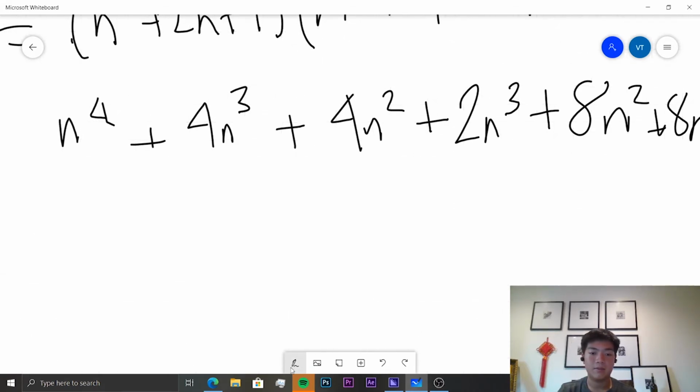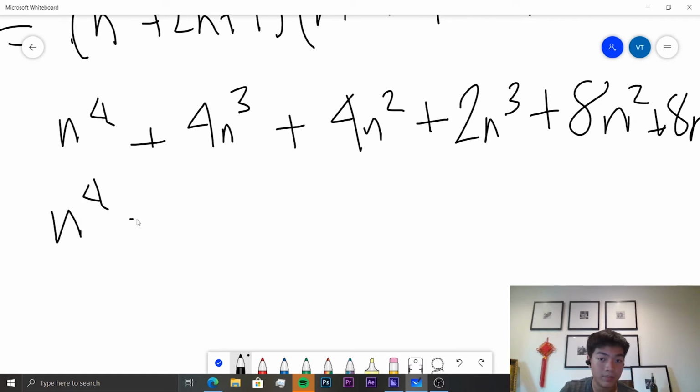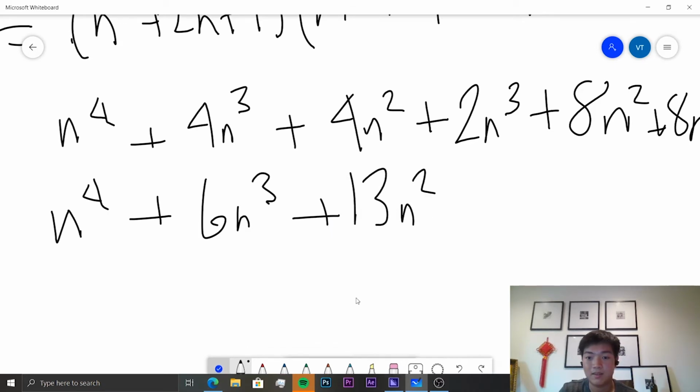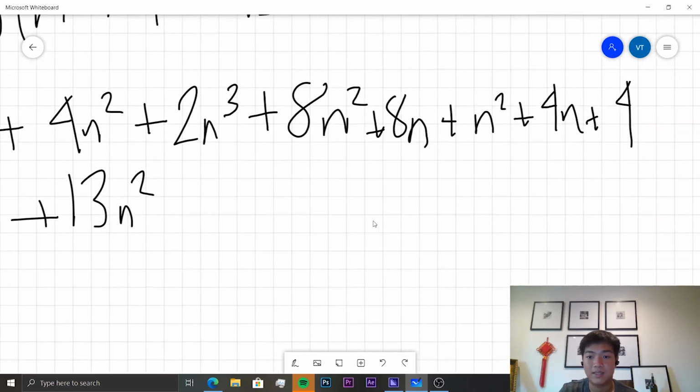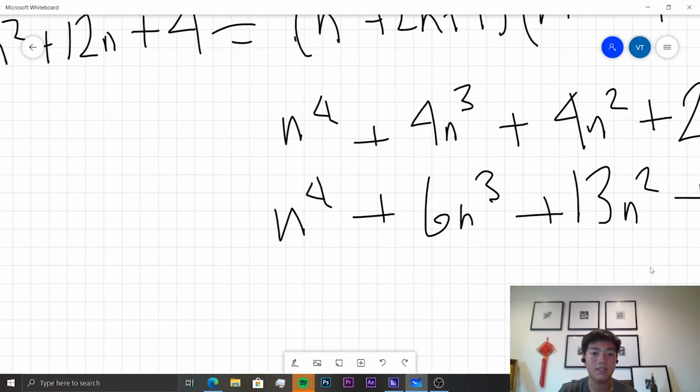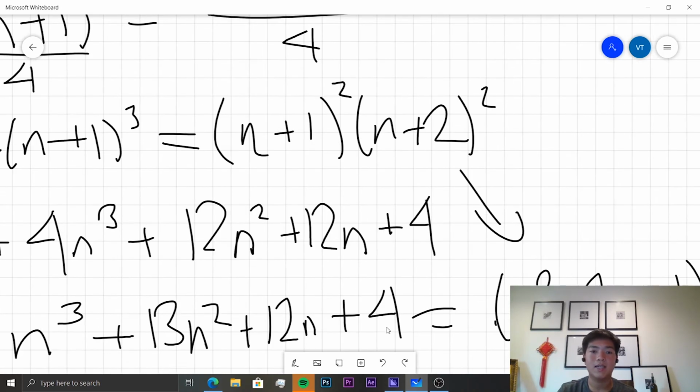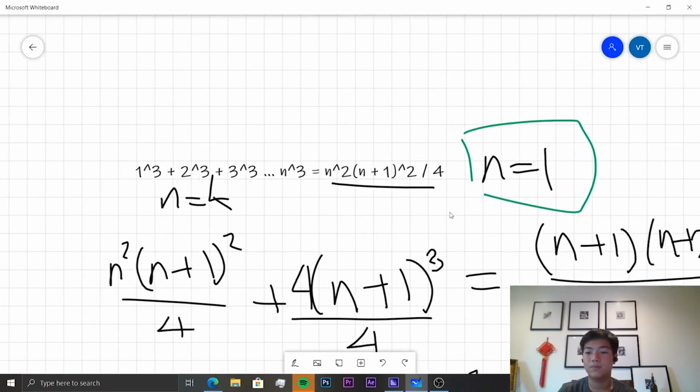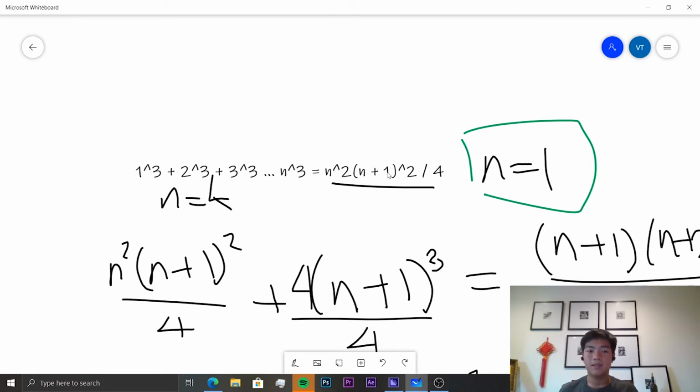So that would be equal to n to the 4 plus 6n cubed plus 13n squared plus 8n plus 4 plus 12n plus 4. And so we have proved that the two sides equal each other, as you can see. So as we have proved the inductive step, and we've also proved the basic step to be true, then we know that this theorem holds true for all values of n as long as they're positive. Okay, on to the next one.